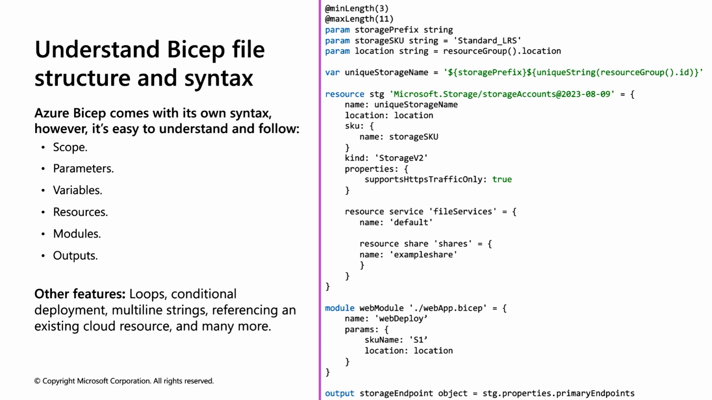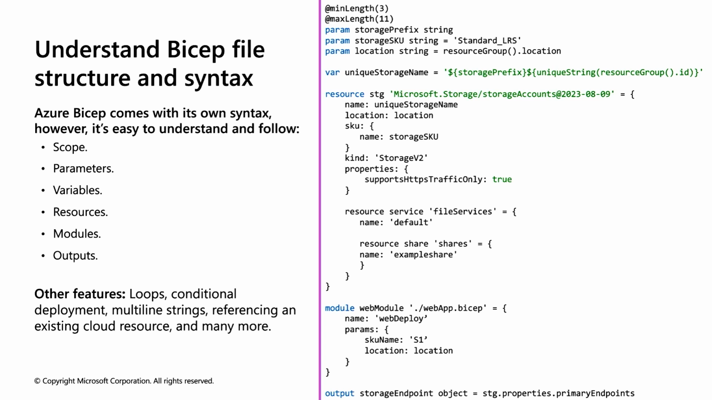Bicep files are designed to be easy to read and maintain, with clear sections for scope, parameters, variables, resources, modules, and outputs. The scope defines where your resources will be deployed, like a resource group or a subscription. Parameters let you customize deployments by providing values such as names or locations, while variables simplify complex expressions and make our templates more robust. Resources are the heart of the template, declaring what we want to deploy, and modules allow us to reuse Bicep files across different projects for true modularity.